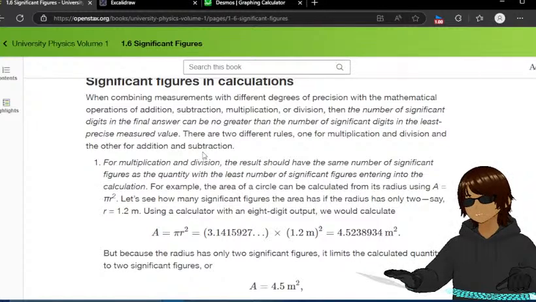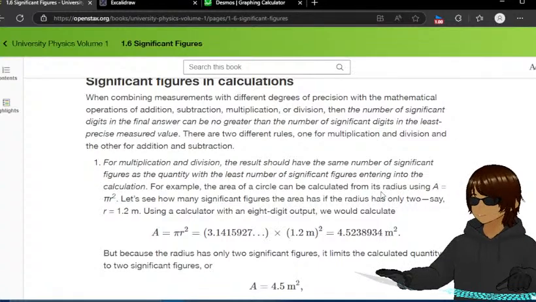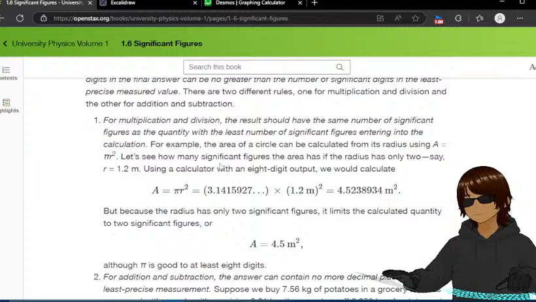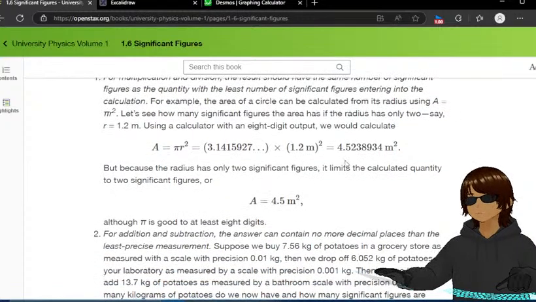For multiplication and division, the result should have the same number of significant figures as the quantity with the least number of significant figures entering into the calculation. For example, the area of a cylinder can be calculated from its radius using A is equal to pi r squared. Let's see how many significant figures the area has if the radius has only two. Say r is equal to 1.2. Using a calculator with 8-digit output, we would calculate this. So pi is infinitely long and we have 1.2. But because the radius has only two significant figures, it limits the calculated quantity to two significant figures. So the area is 4.5.